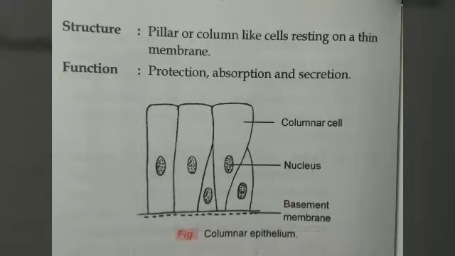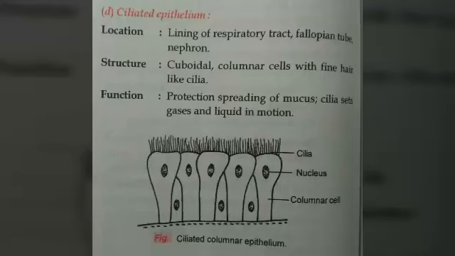So you can see in the picture also, these cells are elongated, long in size. So this is the columnar cell. These also have a nucleus and a basement membrane.